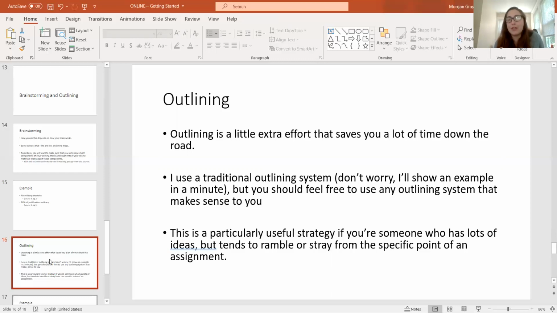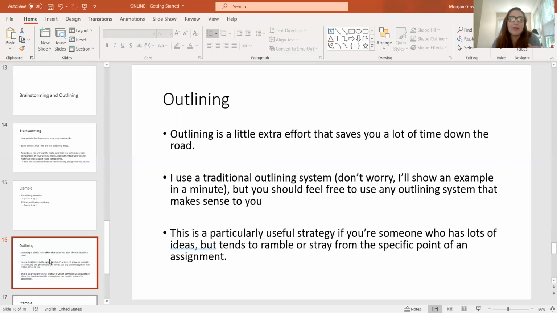My system is very traditional. I do the Roman numeral system, which I'll show you in a minute. But you should use any outline system that makes sense to you. Bullet points, arrows, lists, brain dumps, whatever works for you, but do organize it up front.